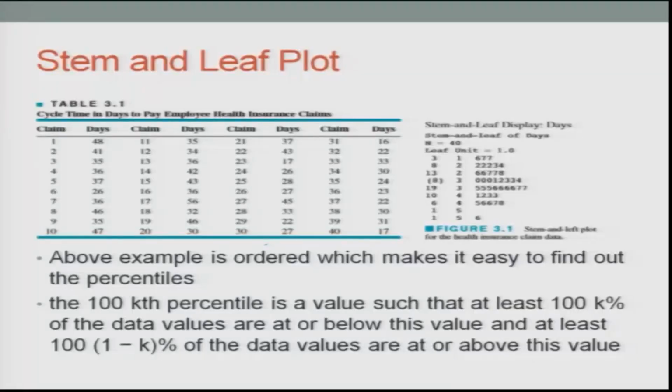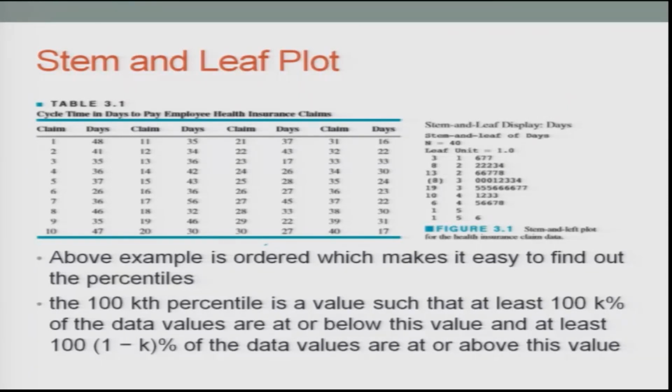This table 3.1 and the related material are taken from Montgomery's book on statistical process control, as I mentioned time and again. In table 3.1 we consider the cycle time in days to pay employees' health insurance claims. Claims 1 till, say, 40 are given, along with the days based on which the claims were settled.